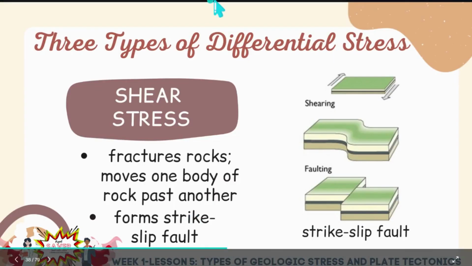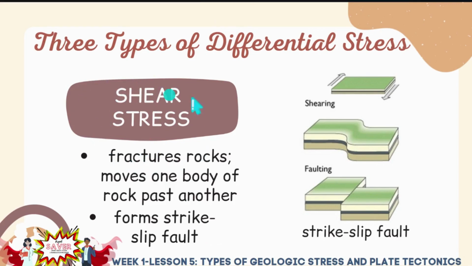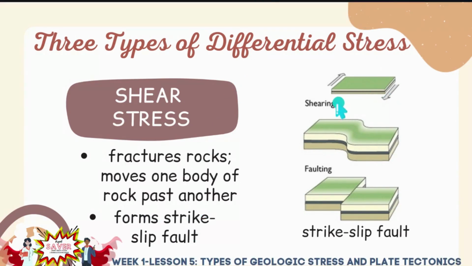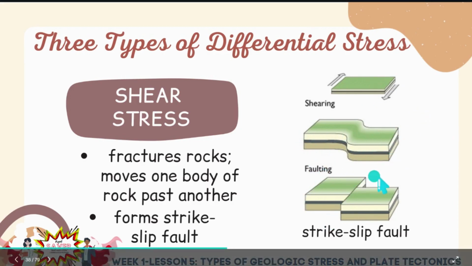Another type of differential stress is the shear stress. Shear stress fractures rocks and moves one body of rock past another. This also forms strike-slip fault. Dito sa figure, makikita natin ang direction ng dalawang forces. One is going backwards and the other one is going forward. This causes shearing and therefore it can form a strike-slip fault.